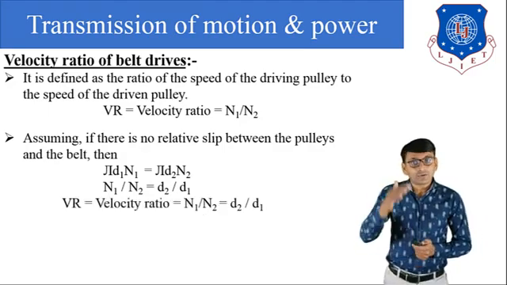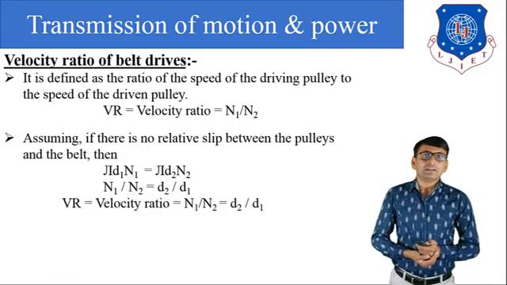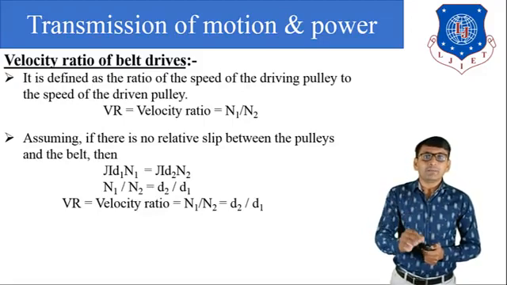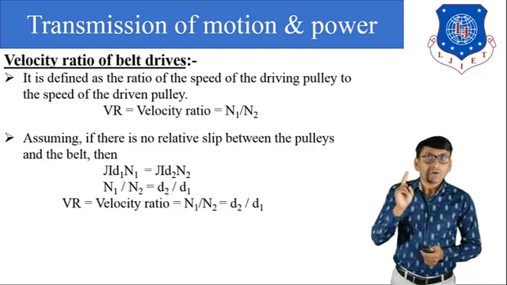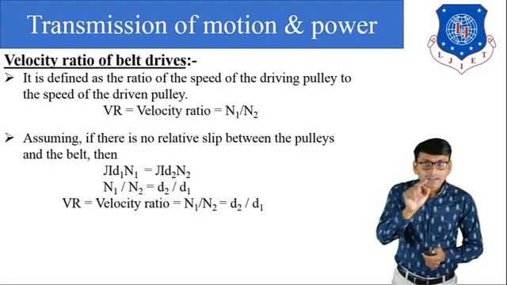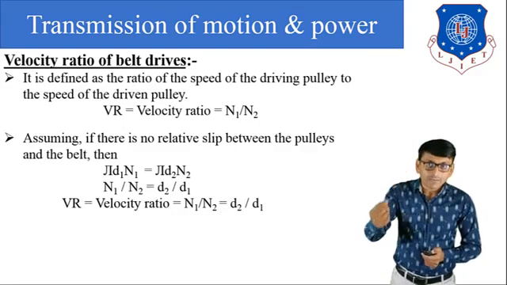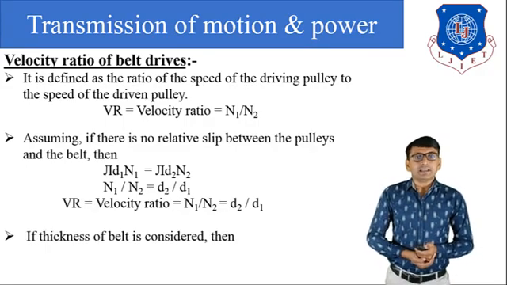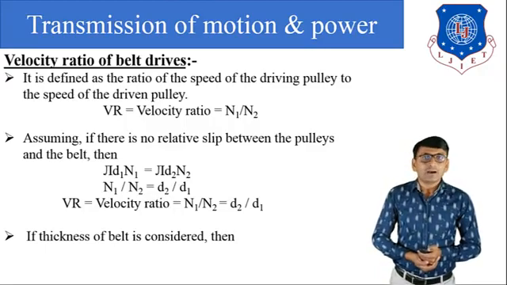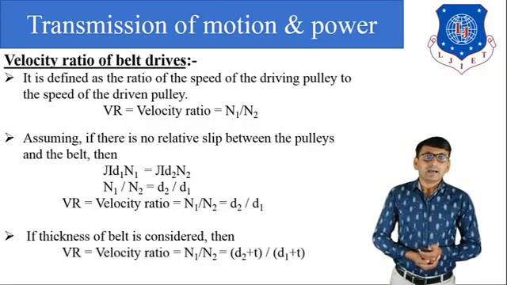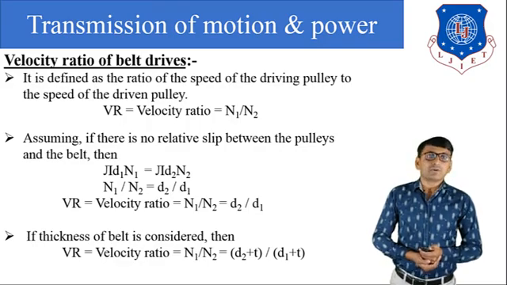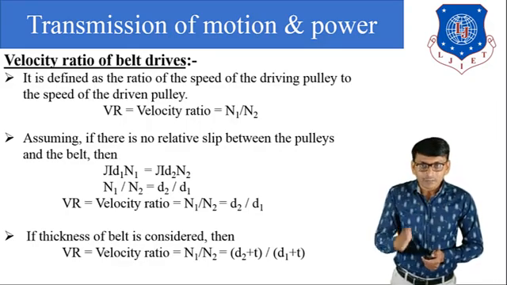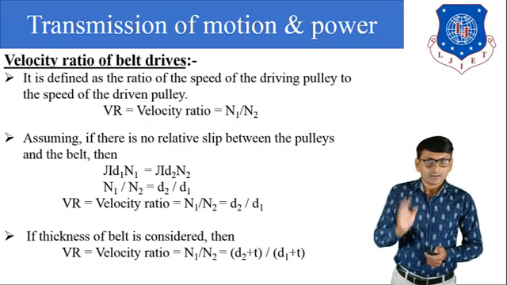And velocity ratio from the above step is equal to n1 divided by n2, which is equal to d2 divided by d1. So speed and diameter are inversely proportional: N1 by N2 equals D2 by D1. Now, if the thickness of the belt is considered, then the above equation is: velocity ratio VR, N1 by N2, is equal to D2 plus T divided by D1 plus T.